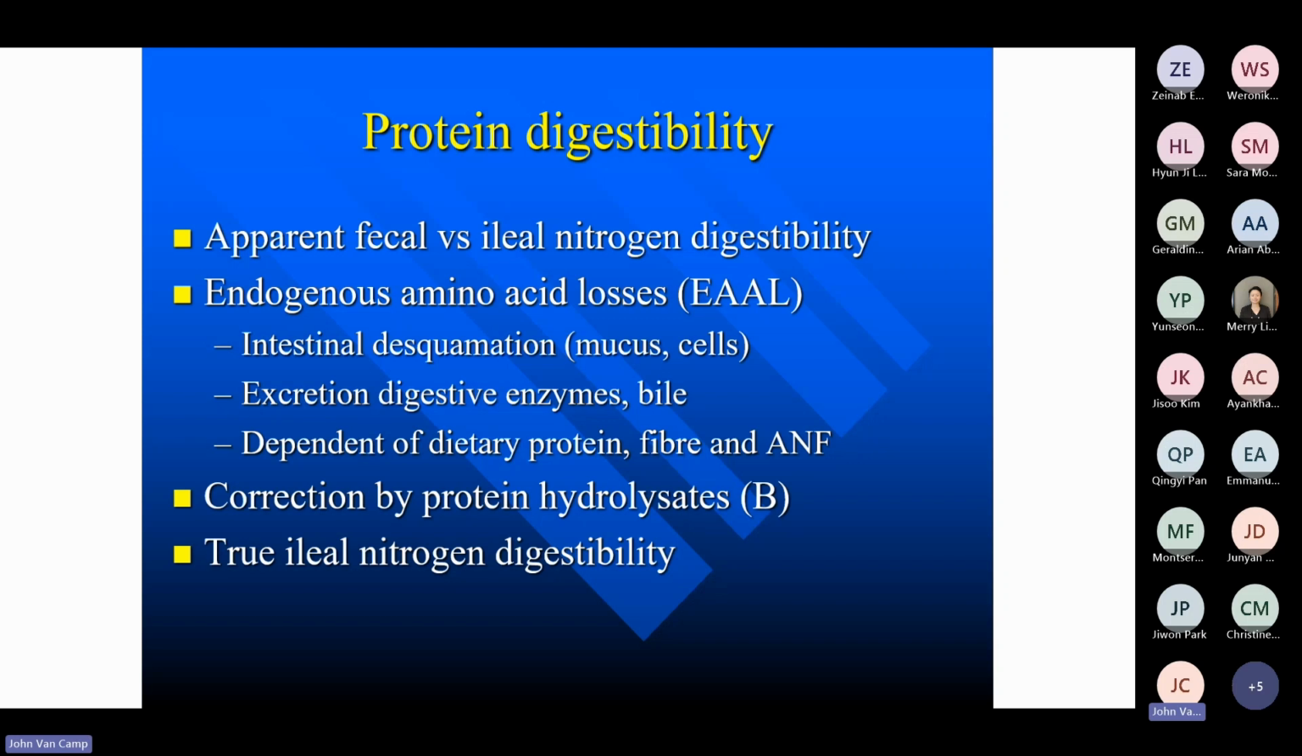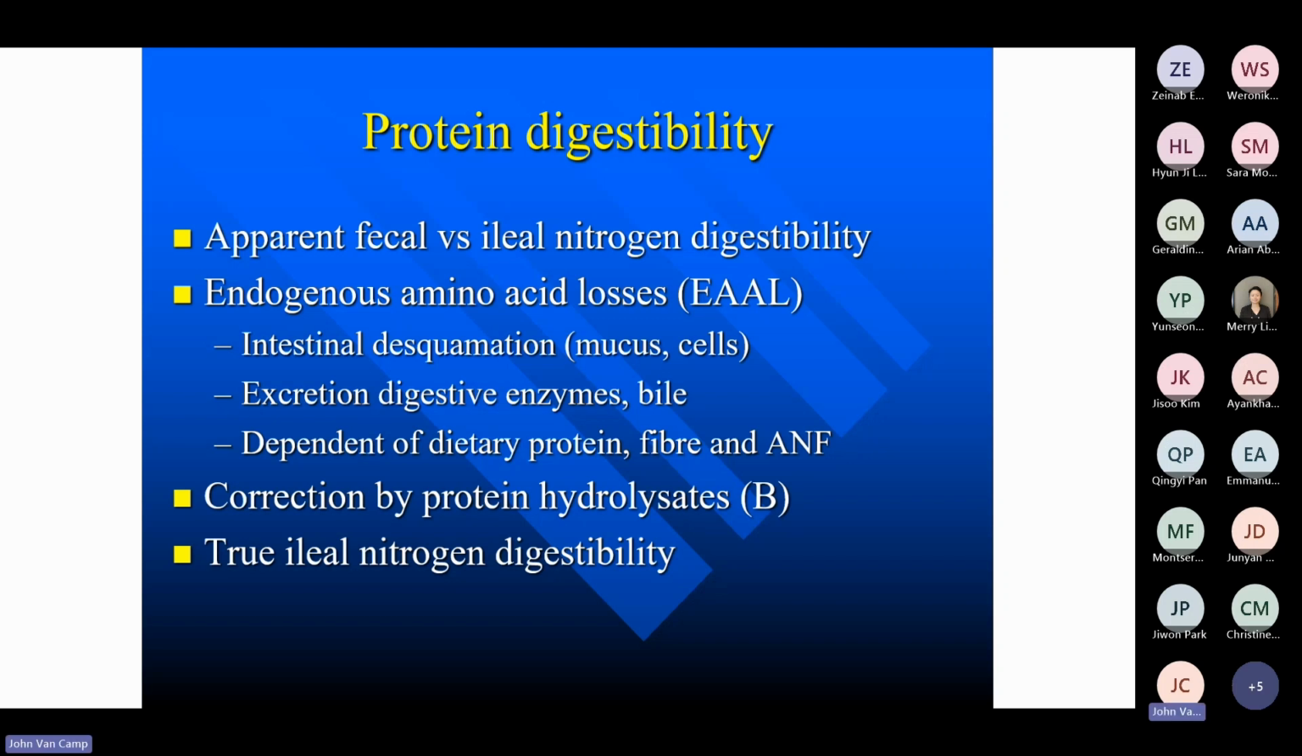So in order to correct for that, we determine the so-called endogenous amino acid losses. These are the losses that are coming from the cells and from the mucus, from what is excreted in the GI tract, for example, from enzymes or from bile acids. And these losses are actually determined by the type of dietary protein, by the presence of fiber, and by the presence of so-called anti-nutritional factors. That could also influence the digestion process, and that could increase the losses in the GI tract.